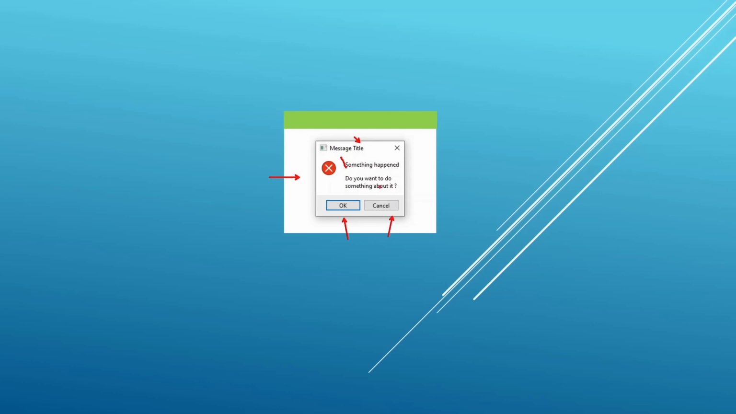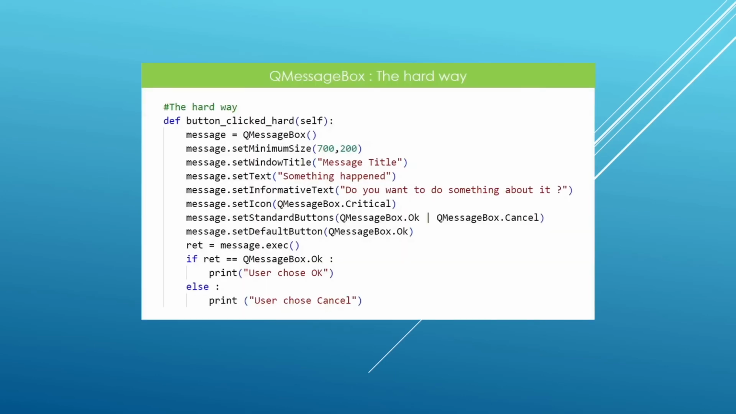QMessageBox allows us to set up something like this. In Qt, there are different ways to do this, and we will start by looking at the hard way. Here is a simple function that is going to do this. We will set up a QMessageBox object, and through a bunch of method calls, we will apply a bunch of properties to our MessageBox object.